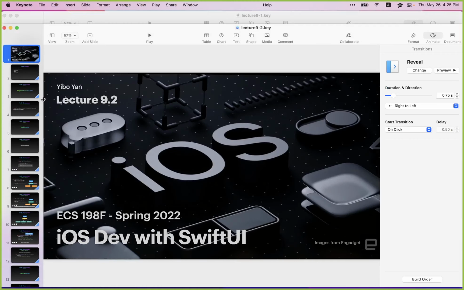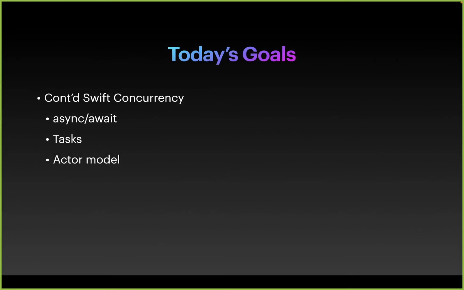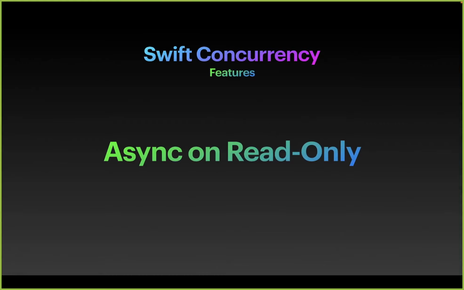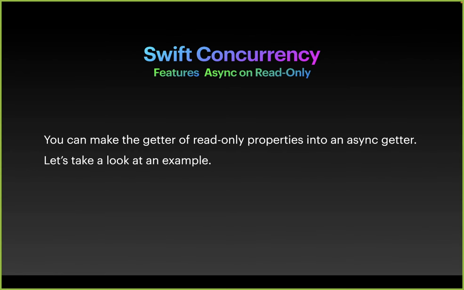Okay, so let's jump back to today's main topic. Now, let's continue to talk about some features. Before we move to the next topic, is that clear about the general task tree and cancellation stuff? Okay. So let's take a look at something called async on read-only properties. You can make the getter of read-only properties into something called an async getter.